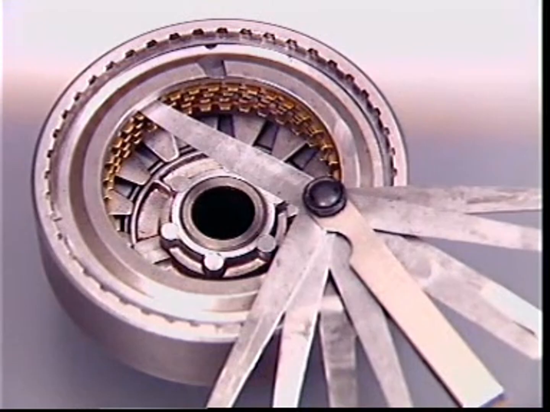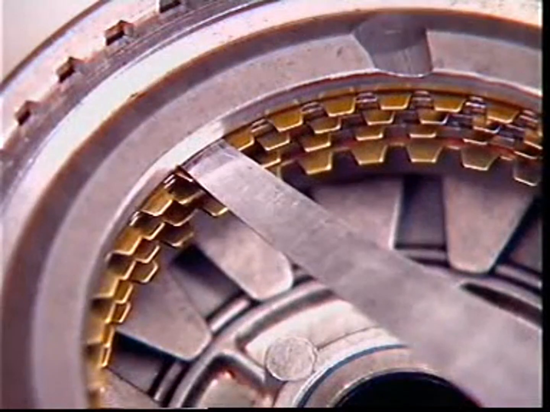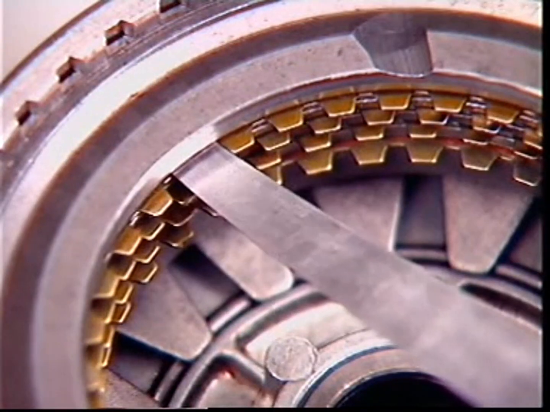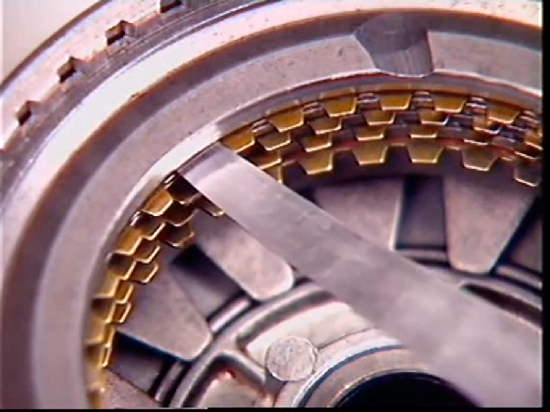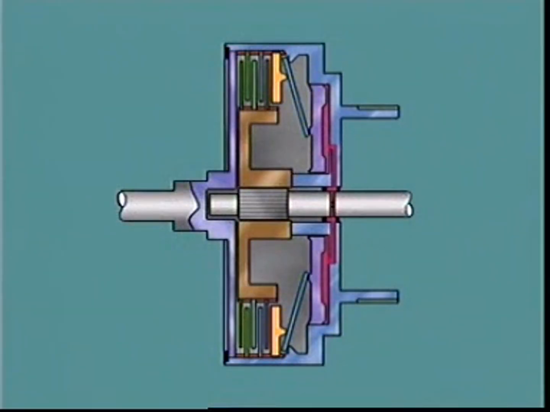In the released position, the plates must retain a set clearance. This allows them to separate from one another and avoid excessive or premature wear. Premature wear can also be caused by partial application of a clutch at high speed. This can occur if fluid is trapped in the clutch cylinder after release.